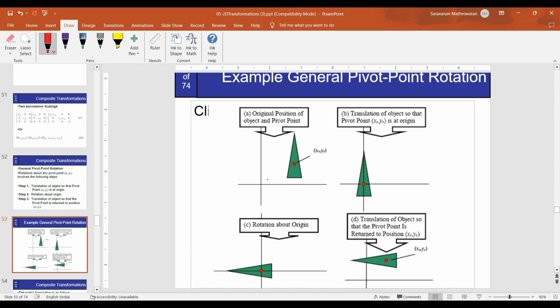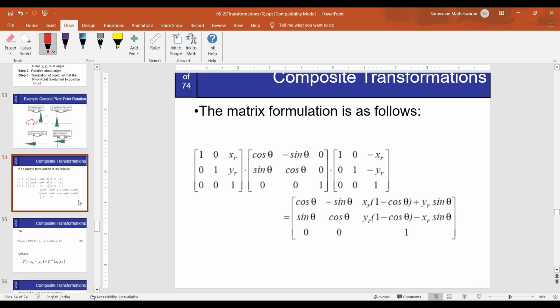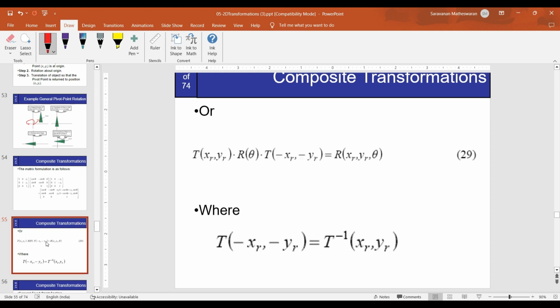So first the original point comes to the origin. After that, perform the rotation. After rotation, again return back to the same position. So these are the general pivot points. The general pivot point, what are the formulas? The same matrix formulas are applied here, with the theta value.